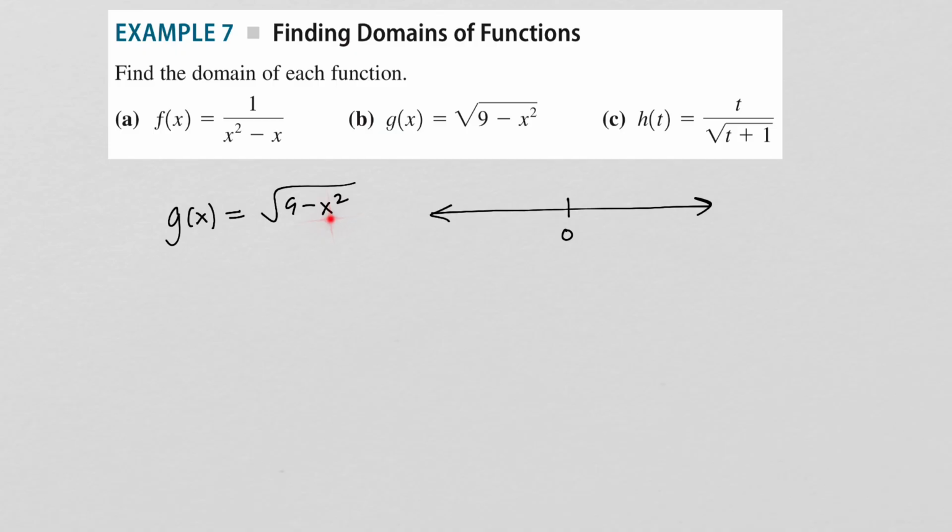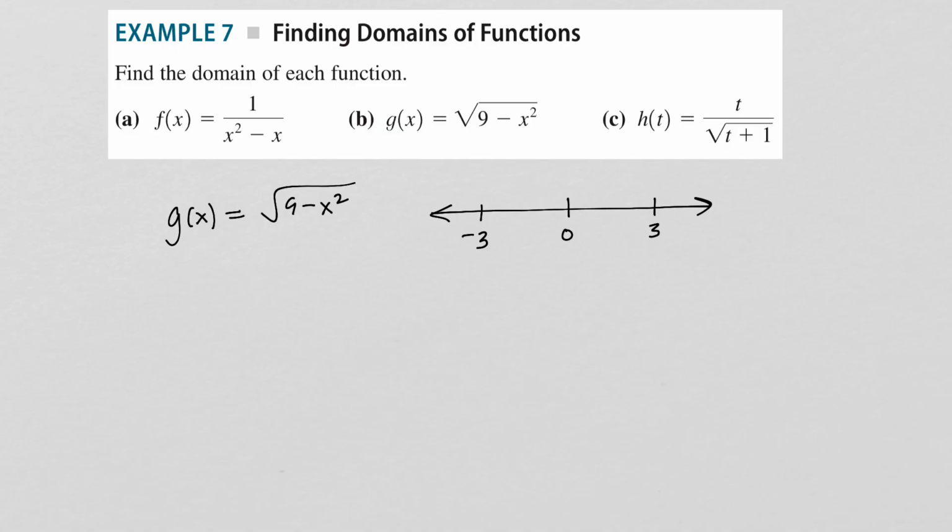Notice that we can plug in 0, right? Because 9 minus 0 squared would be 9, and the square root of 9 would be 3. And I also want you to notice that you can plug in 3, because 3 squared would be 9, and 9 minus 9 would be 0. And you can also plug in negative 3 for the same reason. But you cannot plug in x equals 4, which would be out here, because 4 squared is 16, and 9 minus 16 would be a negative number. Likewise, over here, you cannot plug in negative 4 for the same reason.